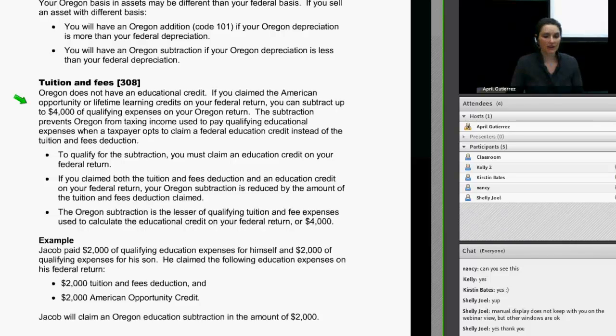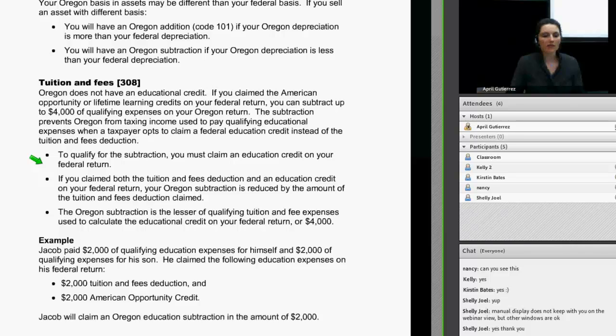Oregon does not have an education credit. If you claimed the American Opportunity or Lifetime Learning credits on your federal return, you can subtract up to $4,000 of qualifying expenses on your Oregon return. The subtraction prevents Oregon from taxing income used to pay qualifying educational expenses when the taxpayer opts to claim a federal education credit instead of the tuition and fees deduction.